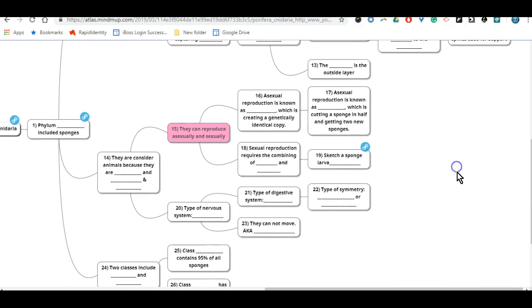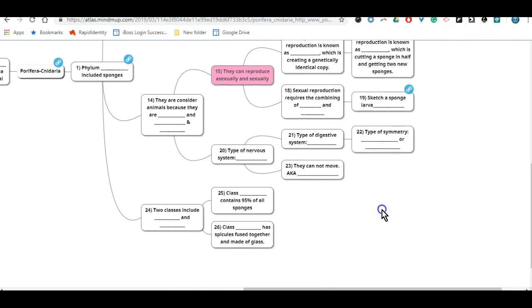All right, moving on to how it reproduces. Again, it can reproduce asexually or sexually from the union of this and this. Make sure you're able to sketch a sponge larva. There's a link here to show you that. This one I'm not going to give you, but make sure you know the difference between budding and regeneration. I'll leave 16 and 17 at that.